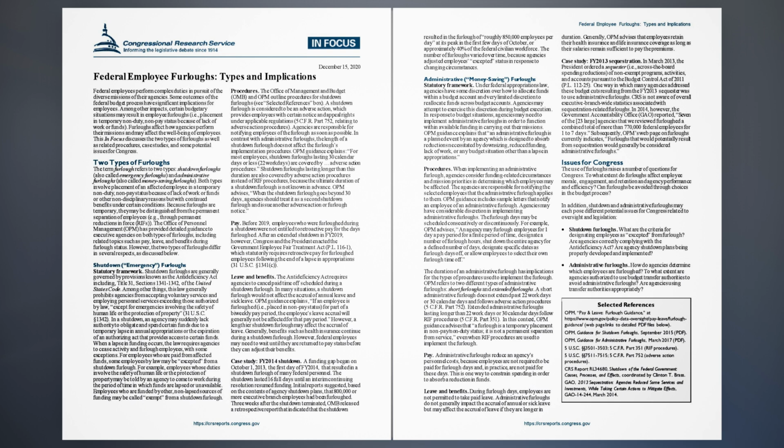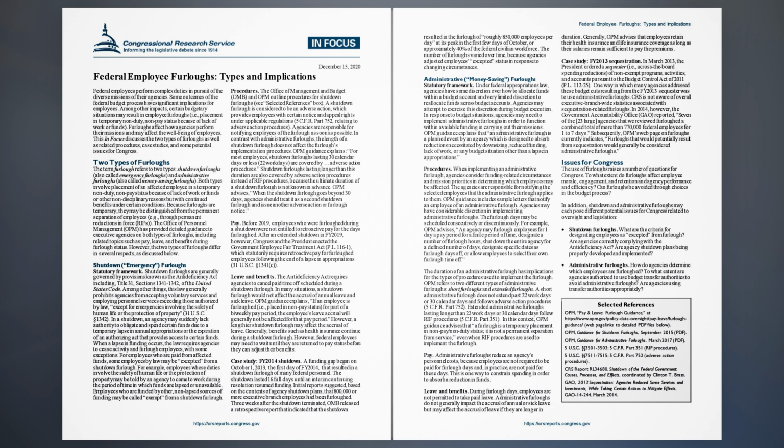Shutdown, emergency furloughs. Statutory framework. Shutdown furloughs are generally governed by provisions known as the Anti-Deficiency Act, including Title 31, Sections 1341 to 1342 of the United States Code. Among other things, this law generally prohibits agencies from accepting voluntary services and employing personnel services exceeding those authorized by law, except for emergencies involving the safety of human life or the protection of property. 31 U.S.C. Section 1342.